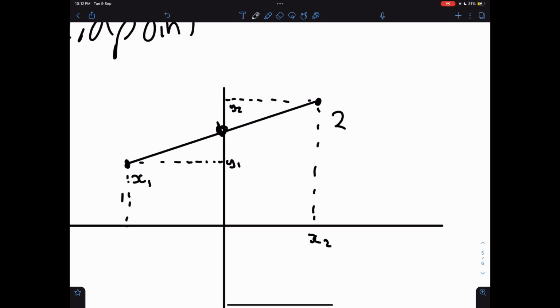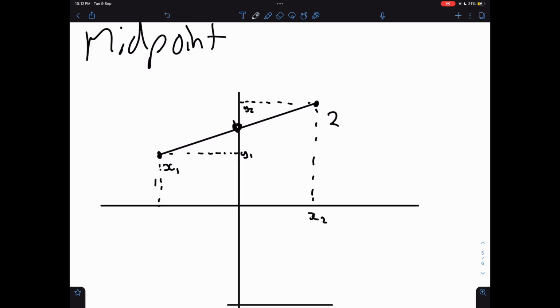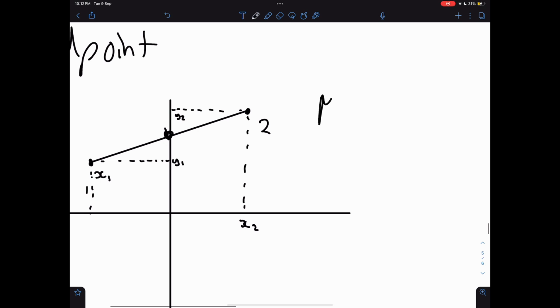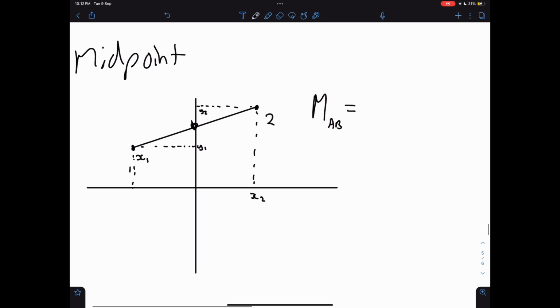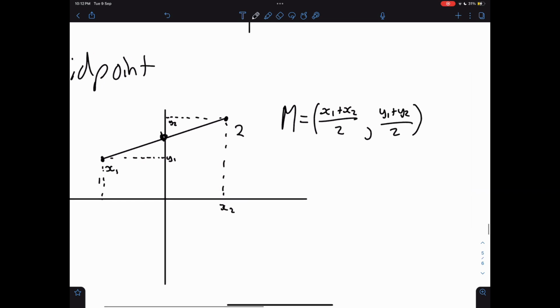Well, that low-key looks like it's halfway between y1 and y2, and halfway between x1 and x2. And funnily enough, it is. So the midpoint of, technically we should write midpoint of AB, or whatever. Well, in general, midpoint equals x1 plus x2 over 2, and y1 plus y2 over 2. And if it was a line between the points A and B, I'd call it big M, little AB, or something like that.